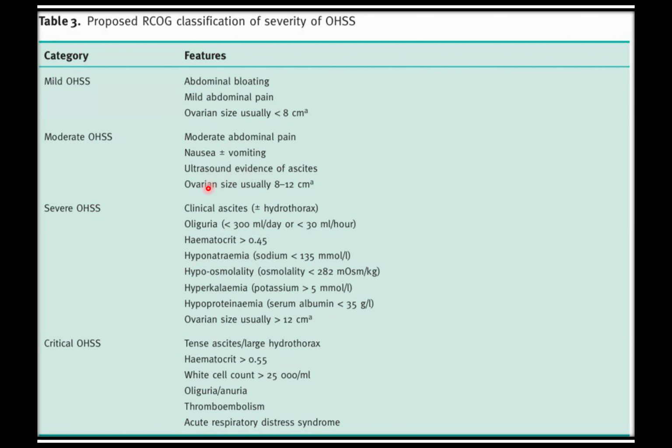Hematocrit was less than 0.45. That is why our patient came in the moderate OHSS group. She had nausea and vomiting, ultrasound evidence of, no, it was not ascites. Ovarian size was big, and nausea and vomiting. If there is nausea and vomiting, it will be moderate OHSS. All right.